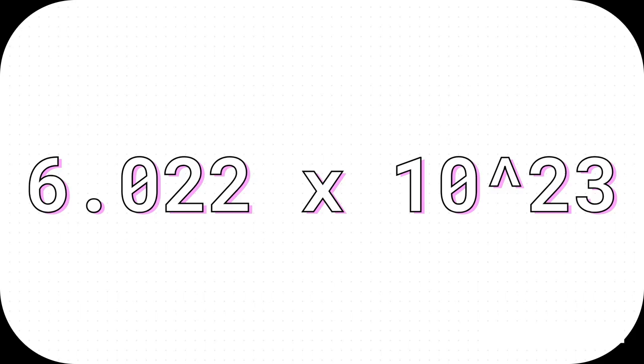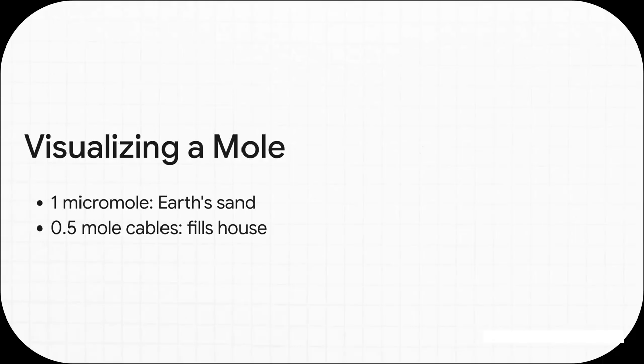So if you weigh out 1 gram of hydrogen, you have exactly this many atoms. If you weigh out 12 grams of carbon, you have exactly this many atoms. It's literally the universal translation key between the microscopic and the macroscopic. To make this really tactile, let's try to visualize this scale, because it is a number so huge our brains kind of struggle to even comprehend it. If you had just a single micromole of sand, we're talking a tiny, tiny fraction of a mole, it would equal every single grain of sand on our entire planet.